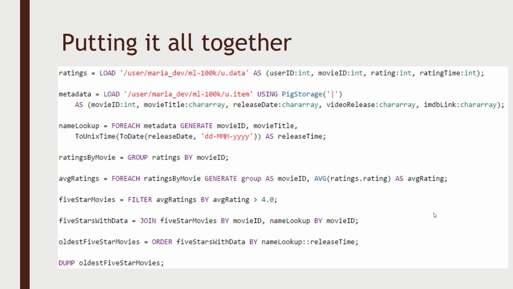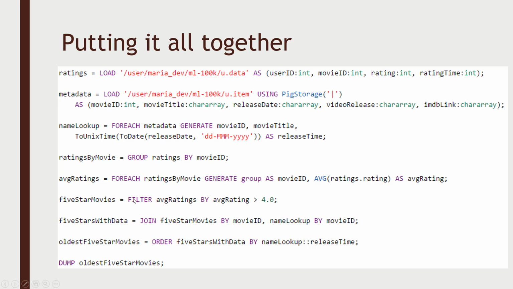All right, so let's actually take a look at it all together here in one place. And you can just review our entire approach here. First, we load up the ratings relation, giving it a specific schema. We also load up the metadata from u.item using an explicit delimiter of a pipe and a given schema. We then go through the metadata and convert that to a new name lookup relation that contains a movie ID, a movie title, and the release date converted to a Unix timestamp. We then group all the ratings by movie ID, so that's basically doing a reduce to collect all the ratings together for each movie. We then go through that and compute the average rating for each movie.